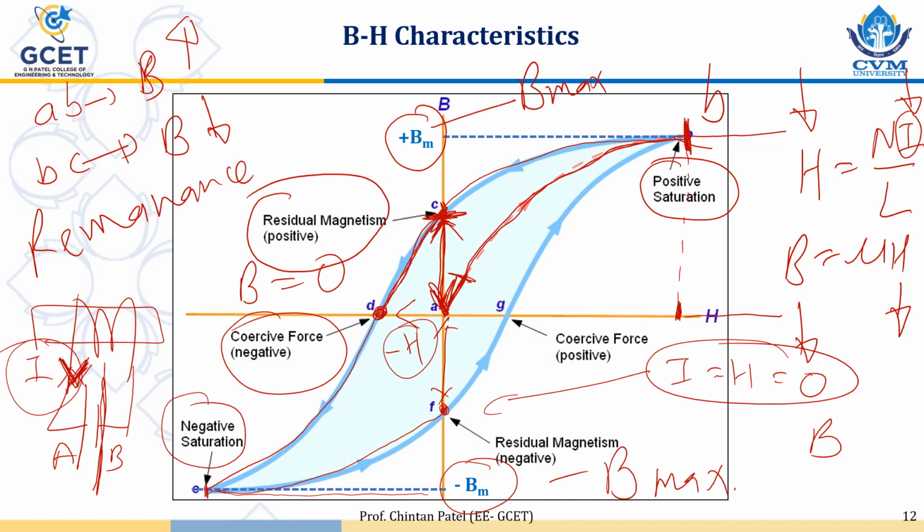Now after reaching this point, again we need to change the terminals of the source as original connection, and once again we start decreasing resistance to increase the current. When current increases, H will be increased, and when H increases, it will increase the B. So it will follow FG path.